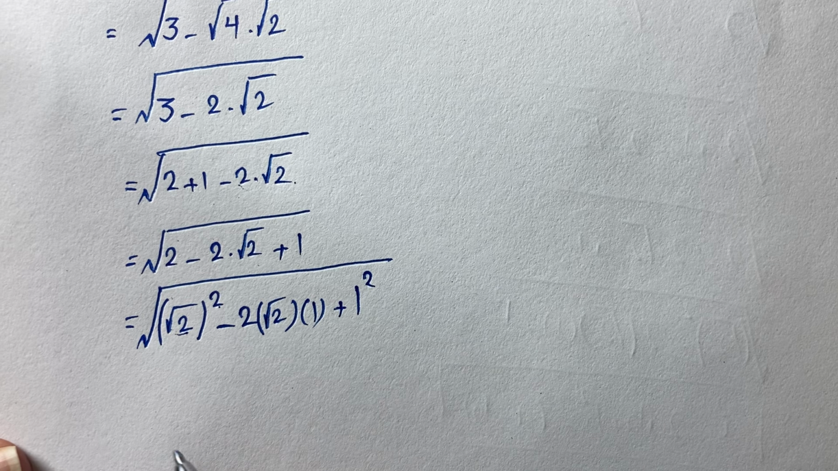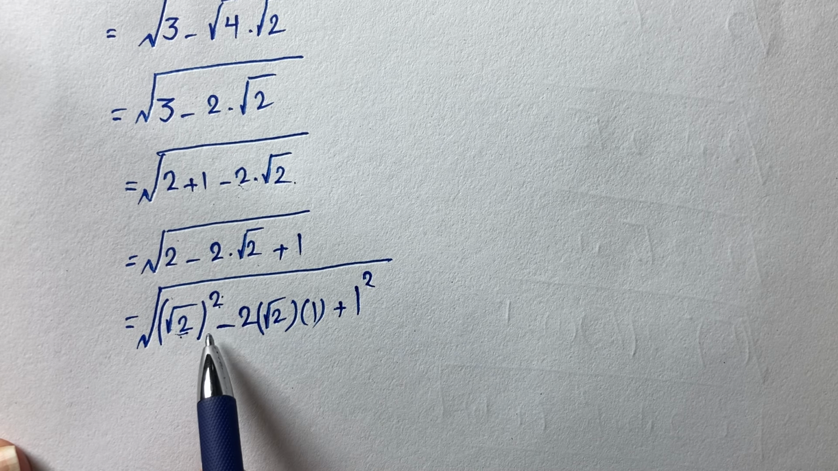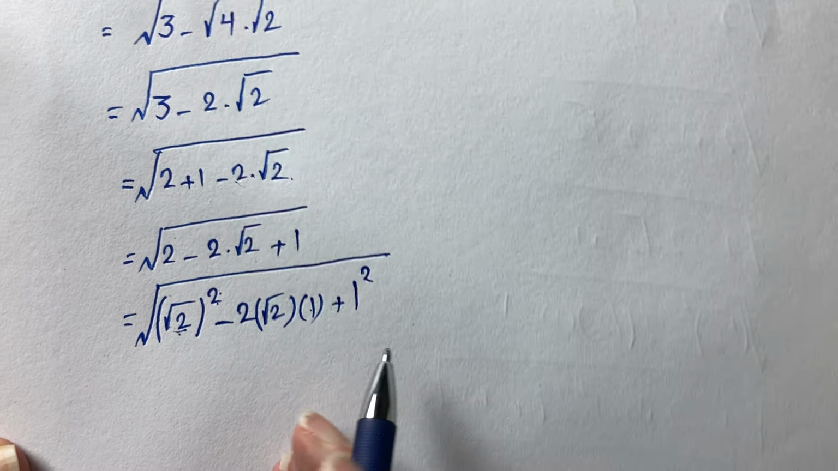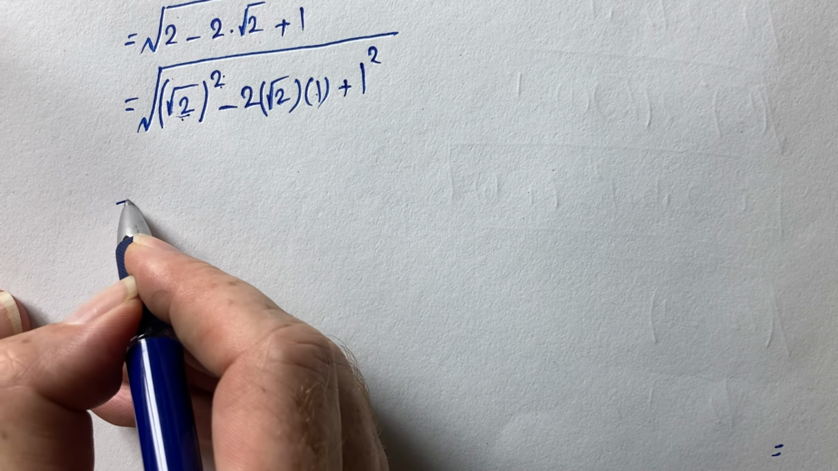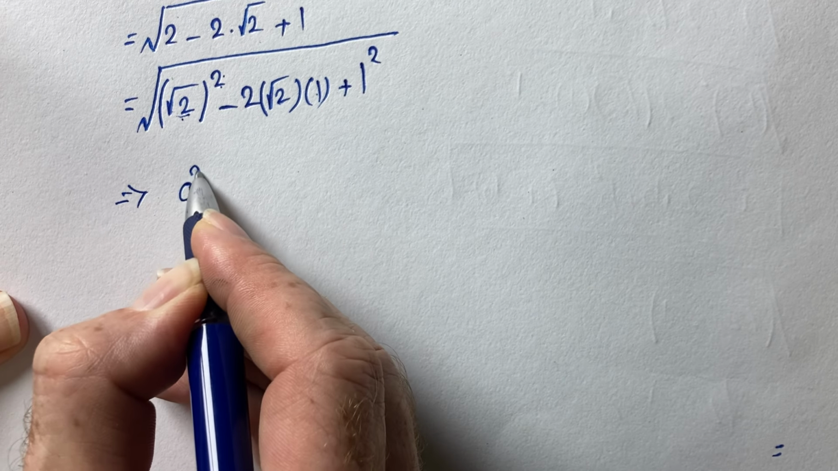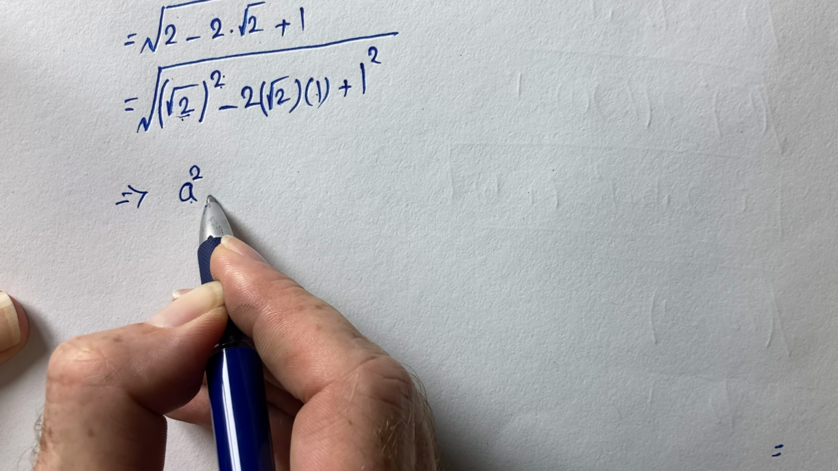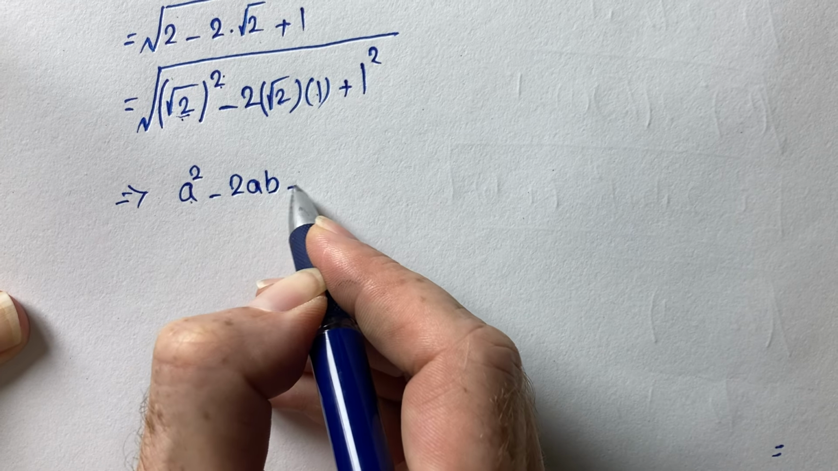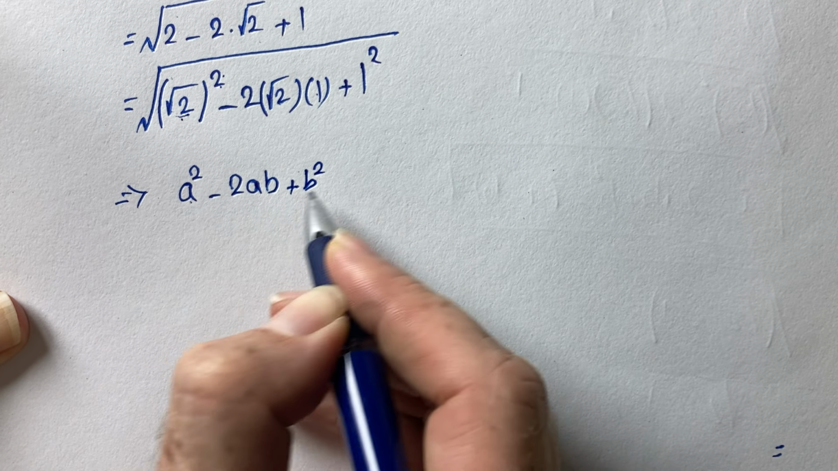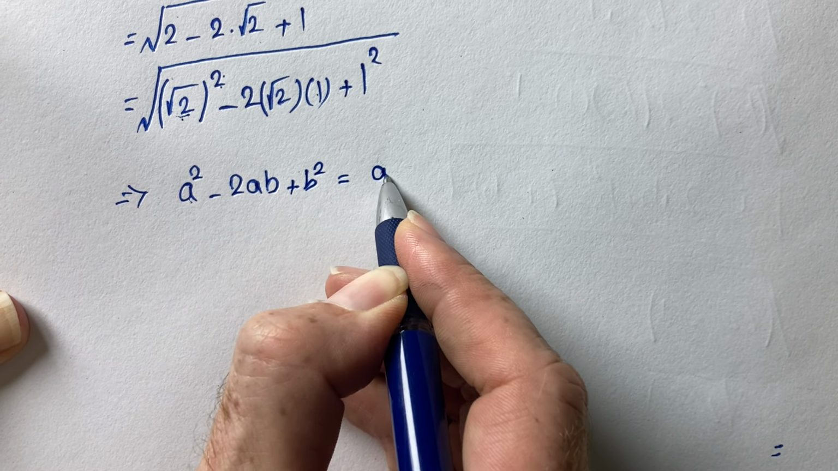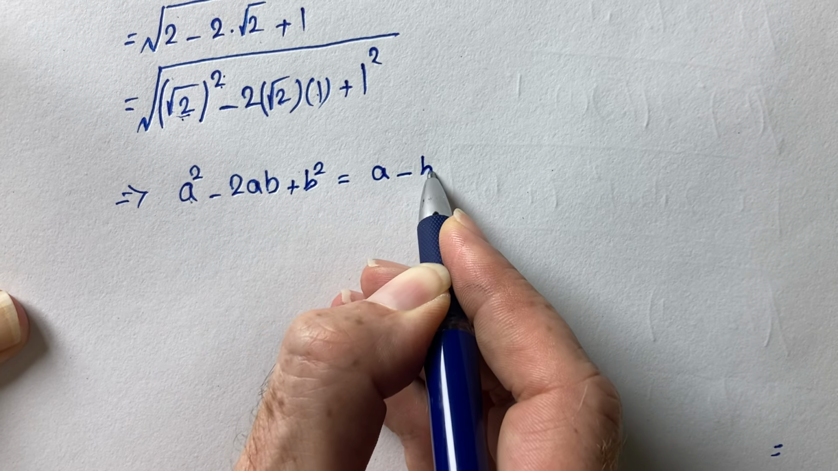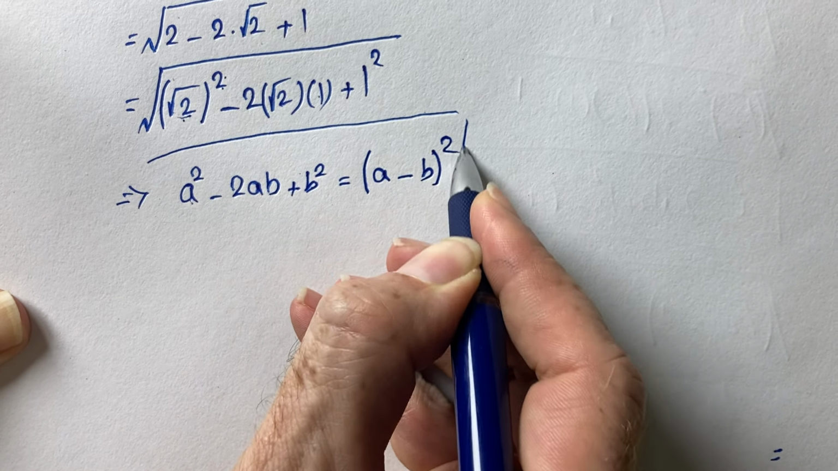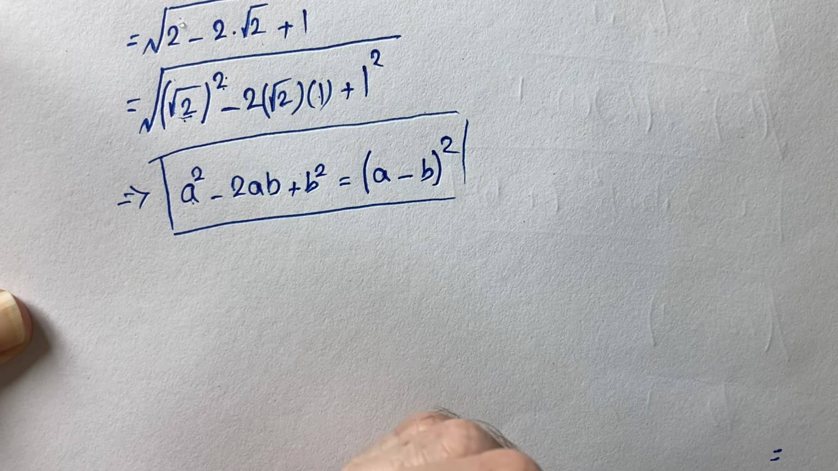But what is this? Look, here we have first term squared minus twice of the product of the first term and second term plus second term squared. Can you remember this? A squared, which means first term squared, minus twice of the product of the first term and second term, plus second term squared. This is first term minus second term, all of it squared.